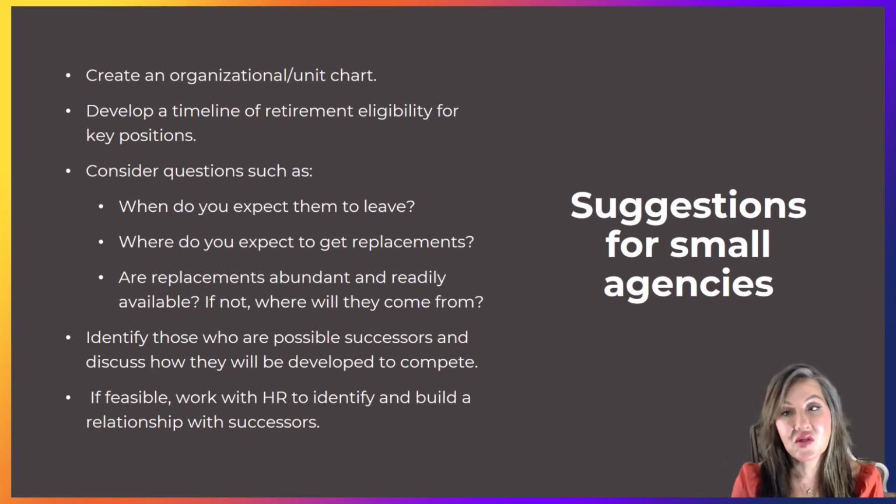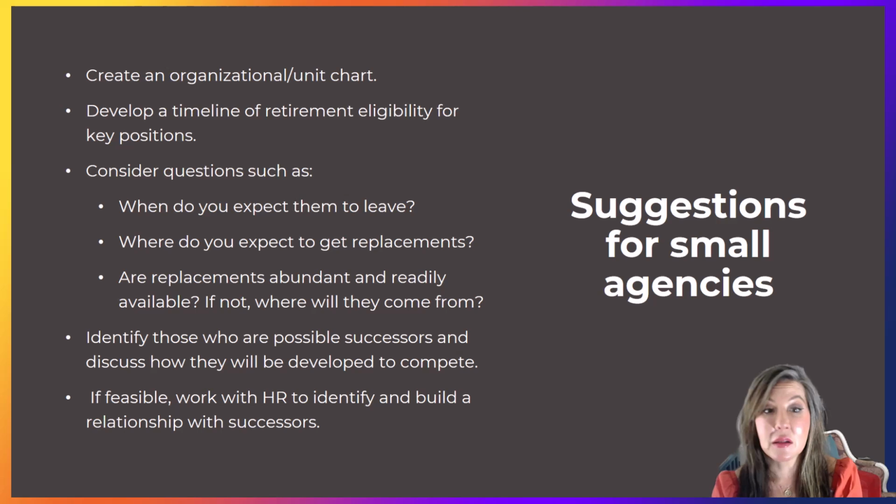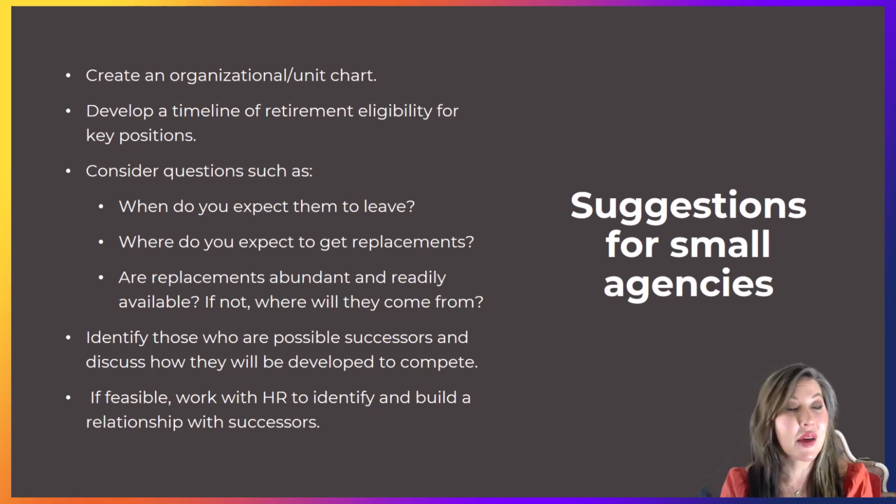They have some suggestions for small agencies, and as we know, we have a lot of small agencies across Colorado. Create an organizational or unit chart. Develop a timeline of retirement eligibility for key positions. Consider questions such as: when do you expect them to leave? Where do you expect to get replacements? Are replacements abundant and readily available? And if not, where will they come from?